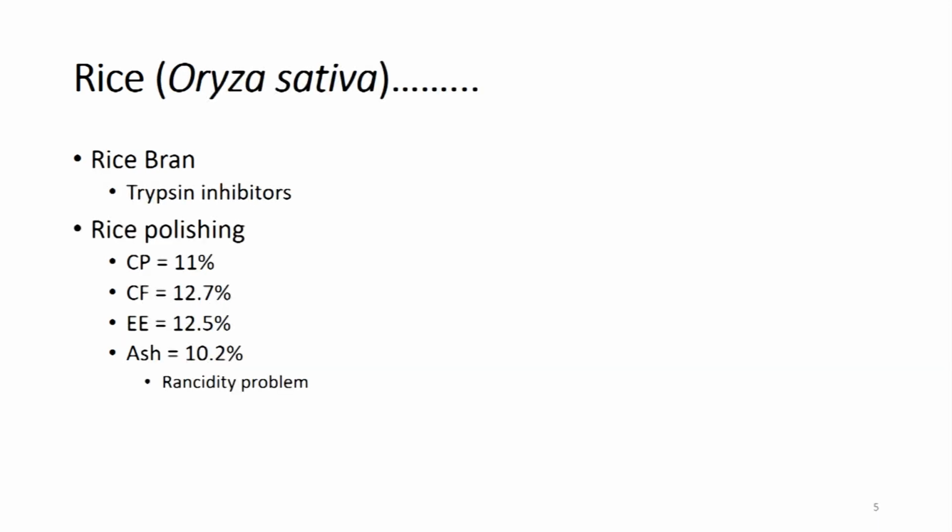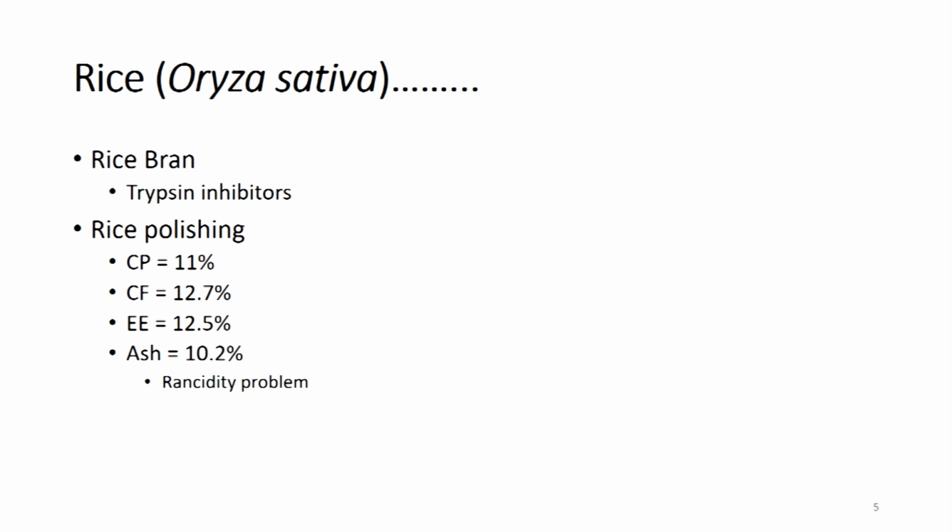Like wheat, the outermost layer of the seed is known as bran. So rice bran is available and it can be used in animal feeding. The second product which is available from rice milling is rice polish. This is the stuff which is in between the rice grain and rice hulls. During the separation of grain from the hull, the rice shelling process, we get this rice polish.